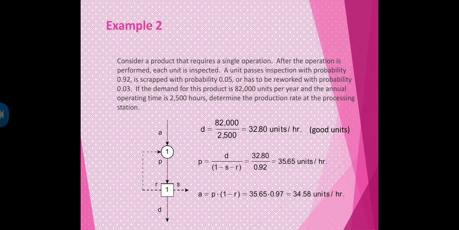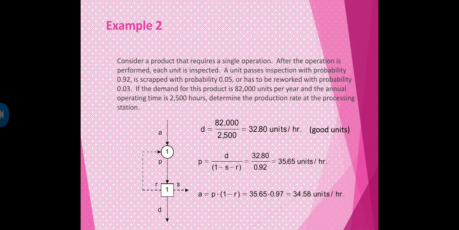Next example is, consider a product that requires a single operation. After the operation, each unit is inspected. A unit passes inspection with probability 0.92, is scrapped with probability 0.05, or has to be reworked with probability 0.03. If the demand for this product is 82,000 units per year and the annual operating time is 2500 hours, determine the production rate at the processing station.